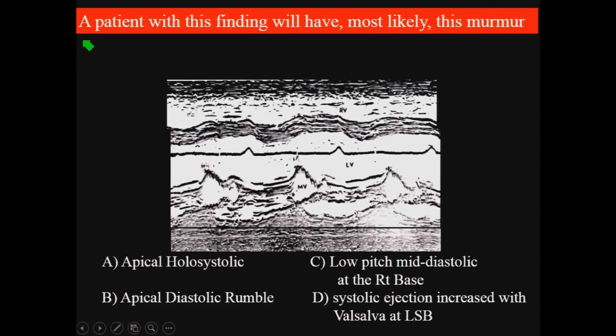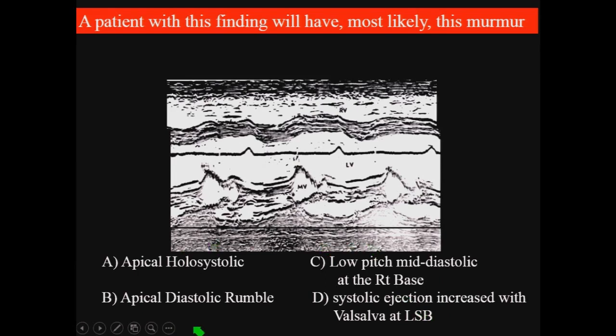Now I want us to vote because something doesn't work well with the slide, but let's try. A patient with this finding will have most likely which murmur? Okay? So the possibilities are: apical holosystolic murmur, apical diastolic rumble, low pitch mid-diastolic murmur at the right base, and diastolic ejection murmur increased with the Valsalva maneuver at the left sternal border.